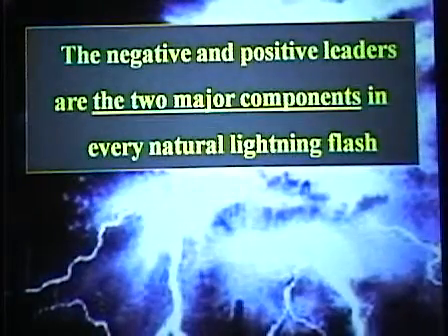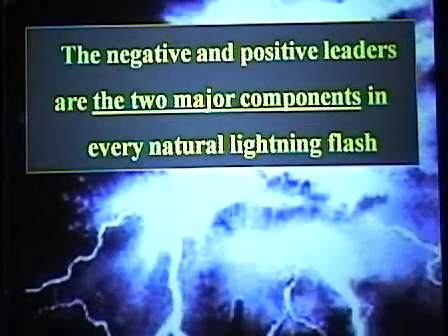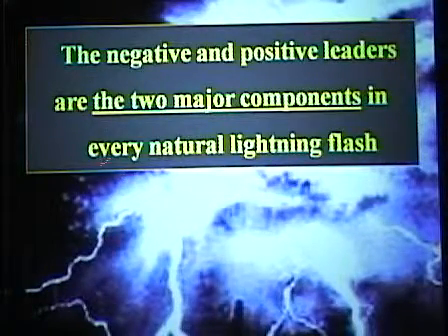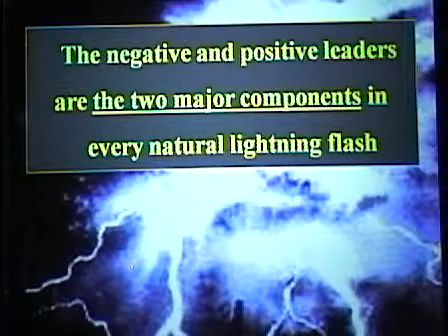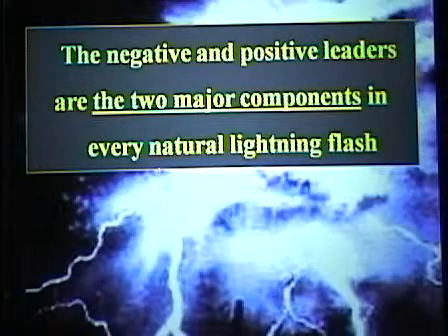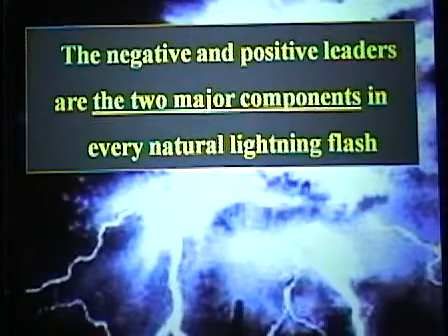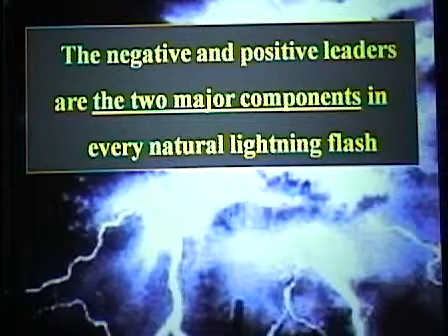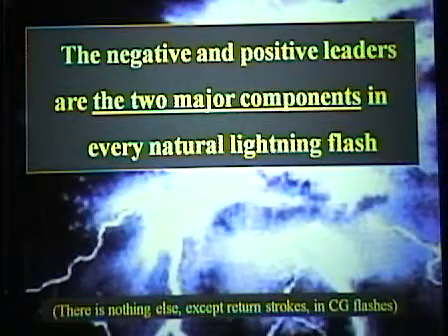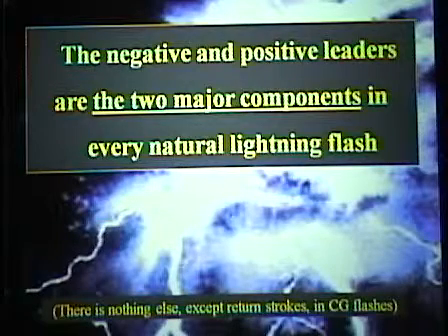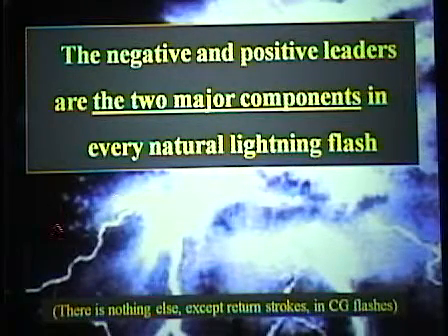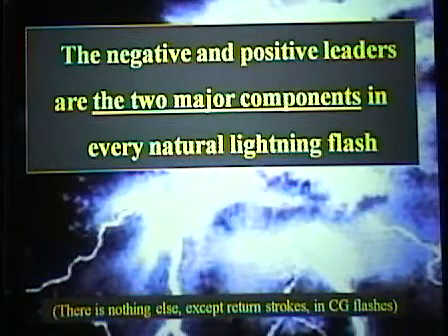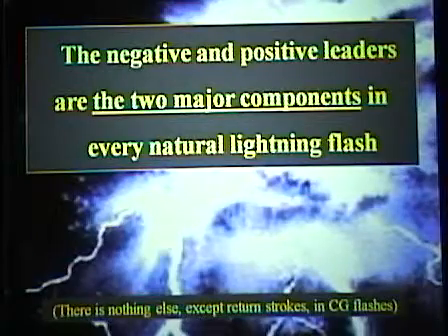And basically, there is nothing else in lightning but leaders of two polarities, positive and negative leaders. They are formed slightly differently. The process of flare formation is different, but they are the two major components of each and every natural lightning flash. There is an exception, in a case when a natural flash goes to the ground, and from contact with ground we have a different process called return stroke, and I will talk to you about this a bit later.